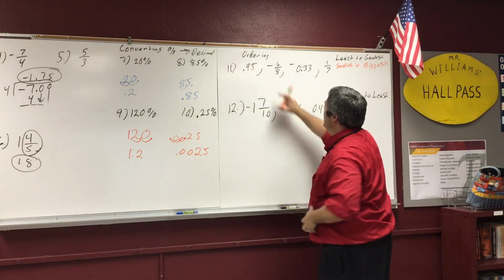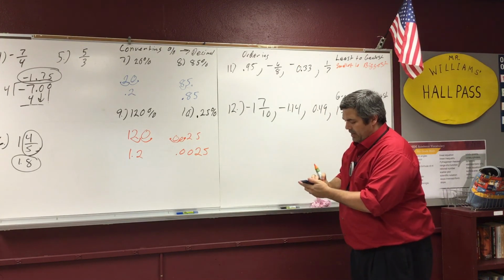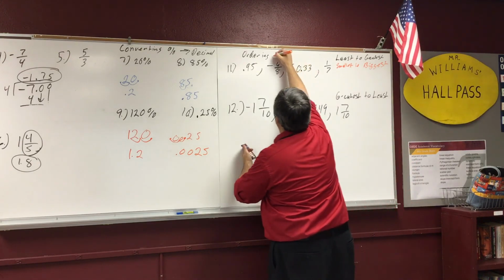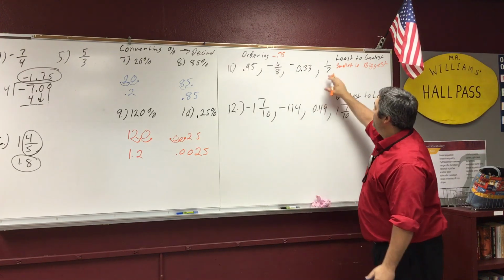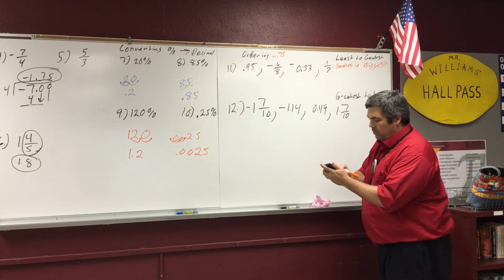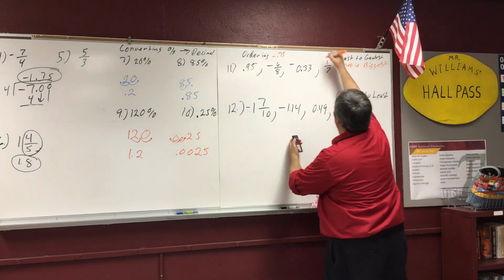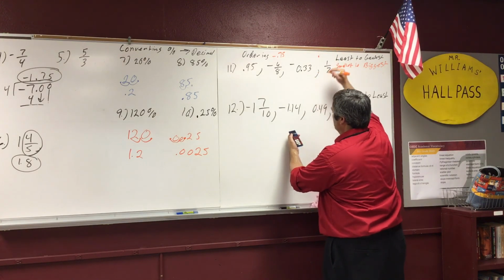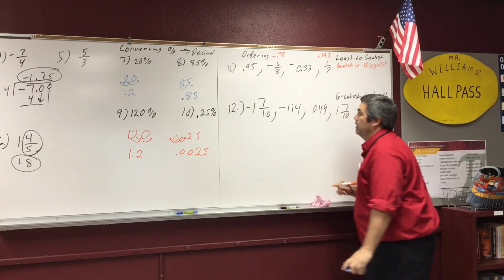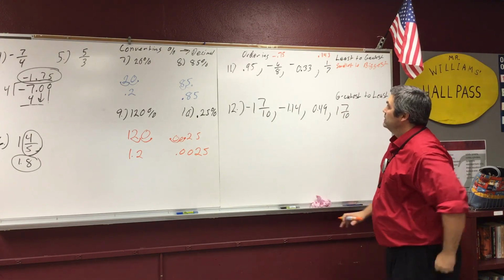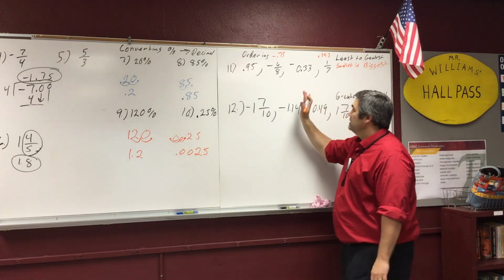So I'm going to take negative 6/8, and I'm going to do 6 divided by 8, and I get negative 0.75. Then I'm going to do the same thing to the 1/7: 1 divided by 7, and I get a really big number, but I'm going to go out 3 places: 0.143. Now all I'm going to do is look at these, and I want the smallest number to the biggest.